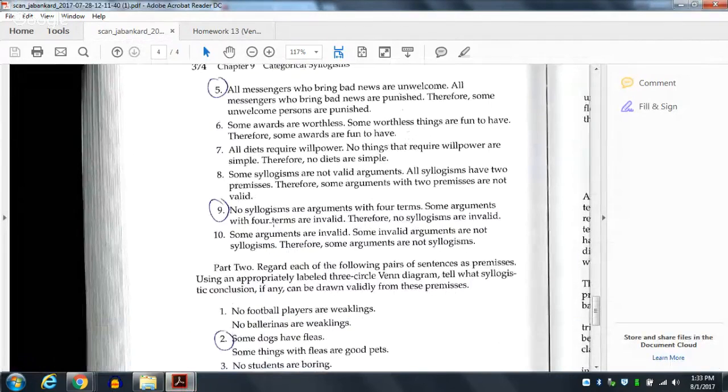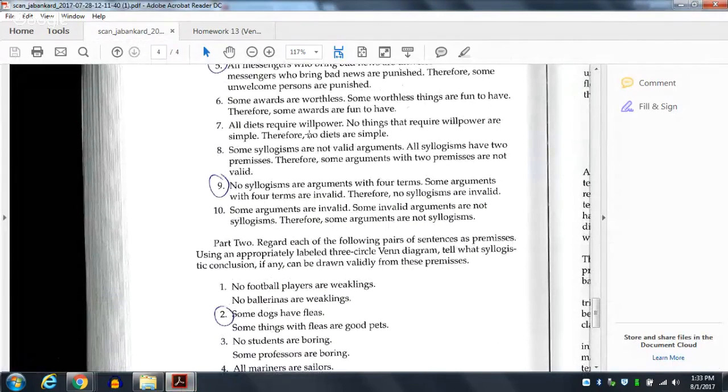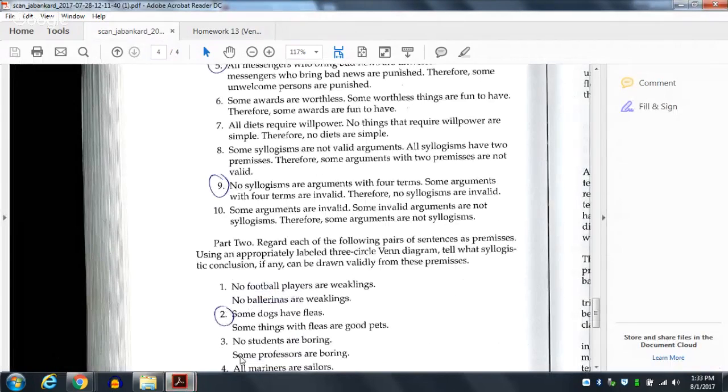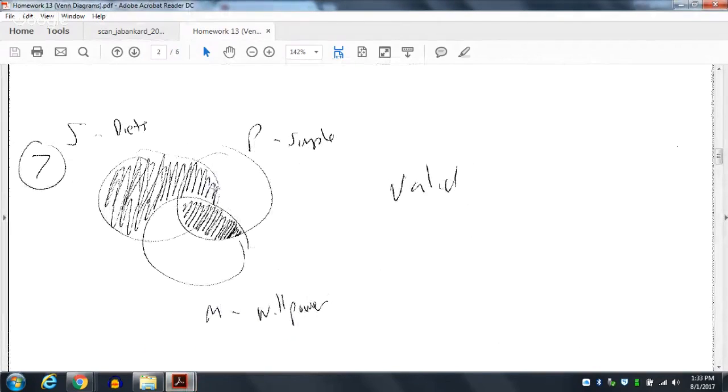Number 7, all diets require willpower. No things that require willpower are simple. Therefore, no diets are simple. Okay, so we get diets, simple, willpower, 3 categories. All diets require willpower. So if you're a diet, you must require willpower. So you cross this out. You can't be a diet over here. These are things that don't require willpower. So we cross all this out. All diets get pushed into one of these 2 areas. If you're a diet, you must require willpower. So you have to exist here.